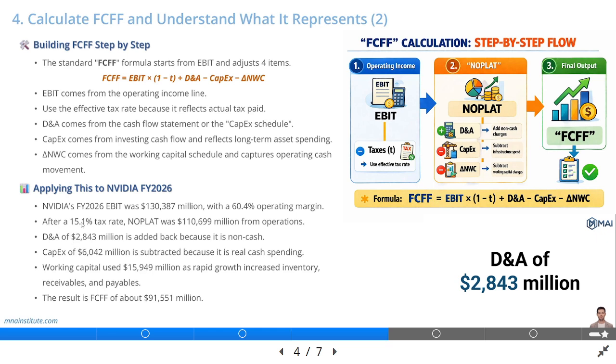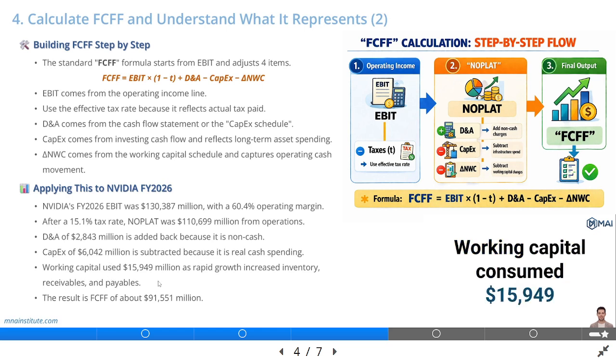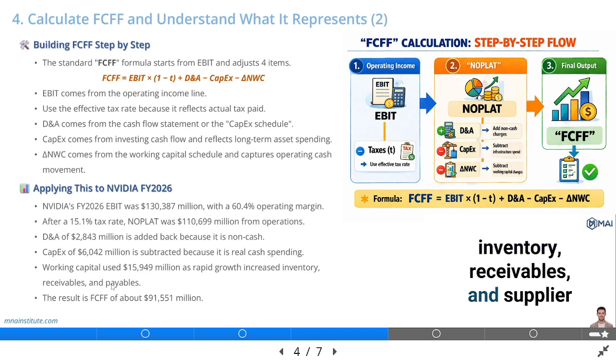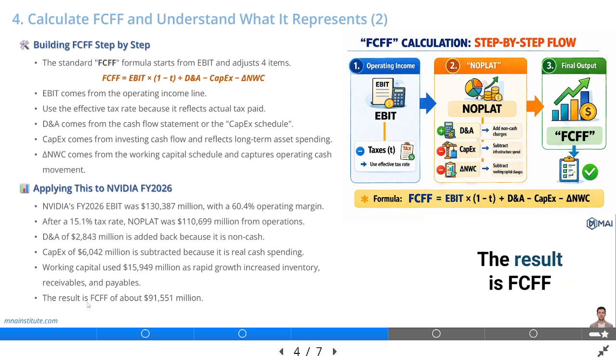D&A of $2,143 million is added back because it is a non-cash charge that reduced EBIT but did not represent an actual cash outflow. CapEx of $6,042 million is subtracted because it is real cash spent on building and maintaining the infrastructure that drives future revenue. Working capital consumed $15,949 million as NVIDIA's rapid growth required significantly more inventory, receivables, and supplier funding. The result is FCFF of approximately $91,551 million.